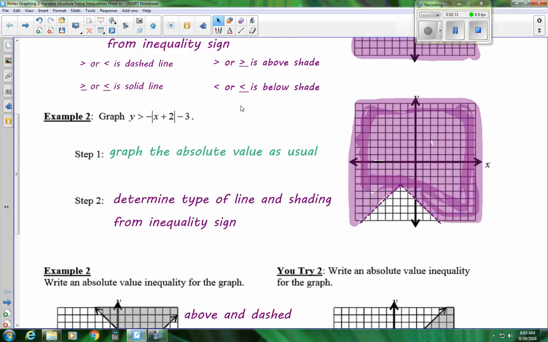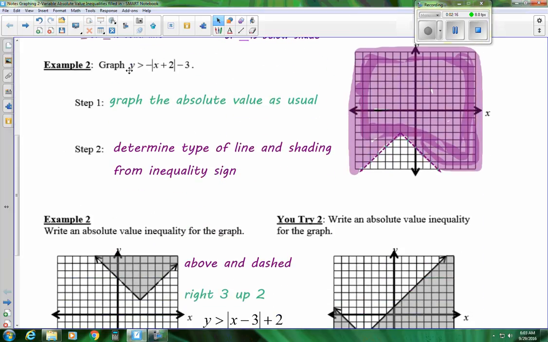In the next example, we have y is greater than negative absolute value of x plus 2 minus 3. Again, that horizontal shift is opposite, so I shift to the left 2. The vertical shift is straightforward, so I shift it down 3. And the negative gives a vertical flip, so I'm upside down, and I graph my parent function from there. The inequality symbol in this case is greater than, which means a dashed line. My solution does not include the actual absolute value graph itself, but it does include everything bigger than that, so I shade everything above it.